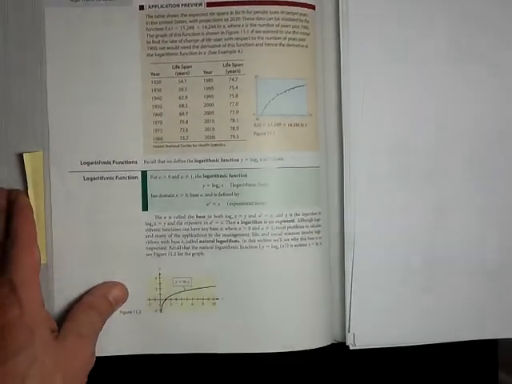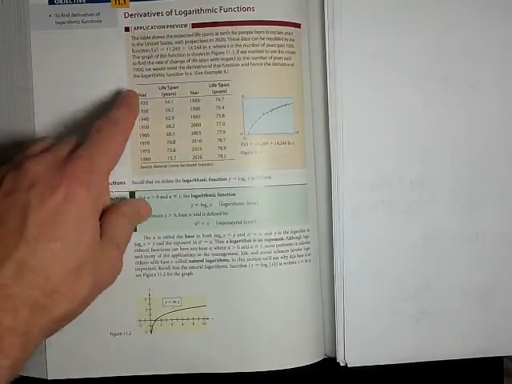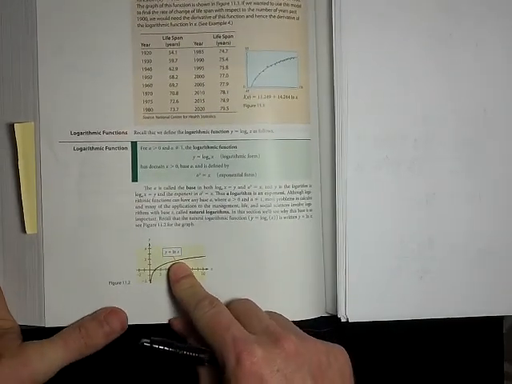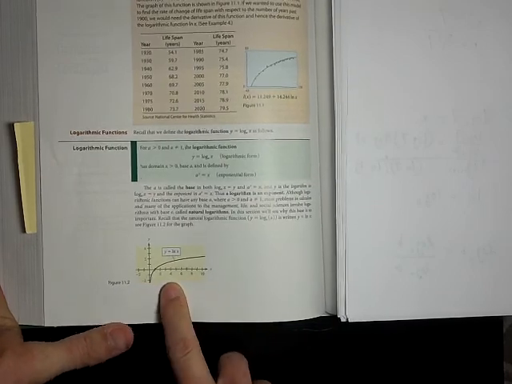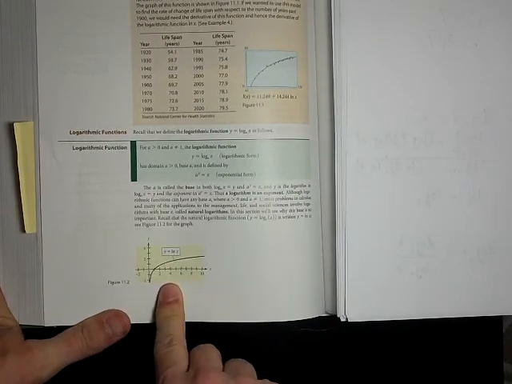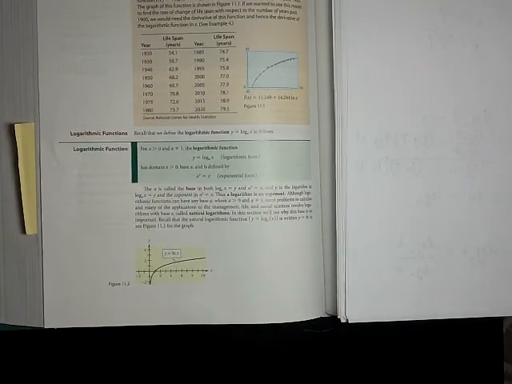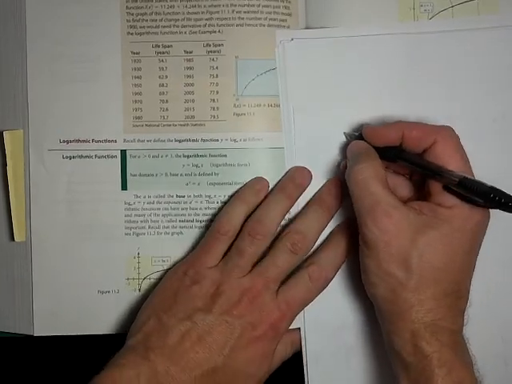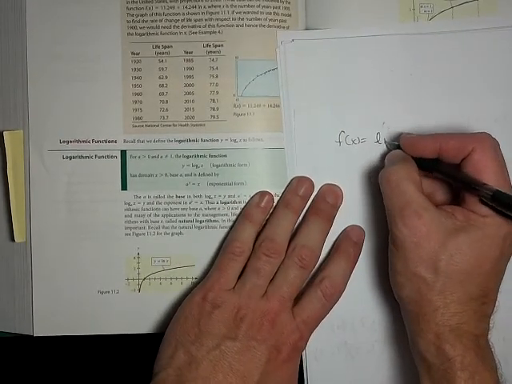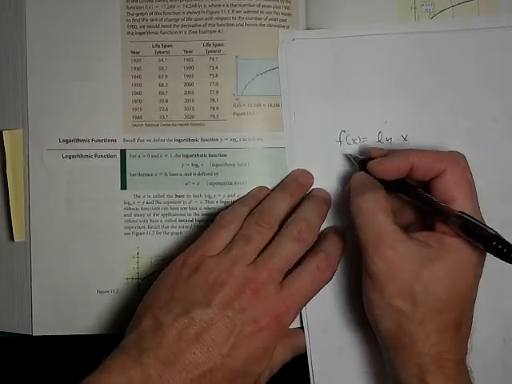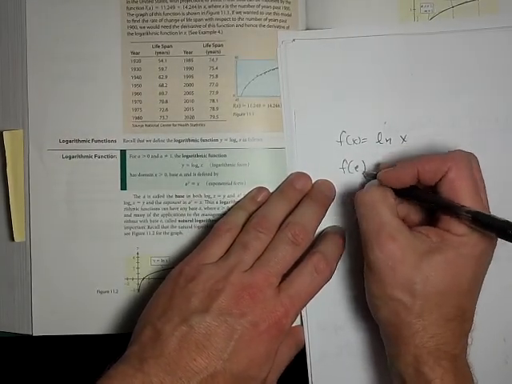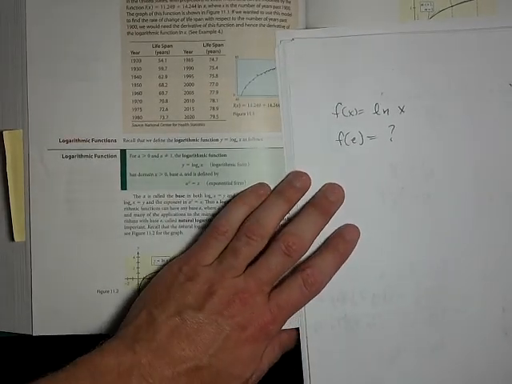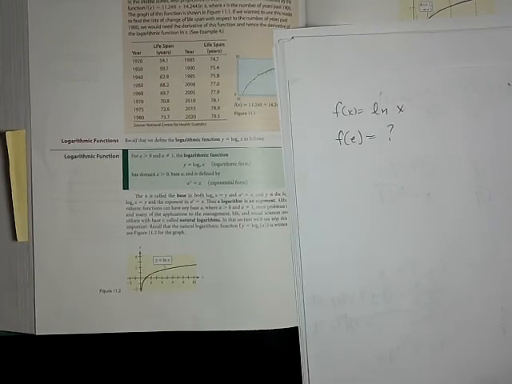So on page 11.1, here is what y equals natural log of x looks like. And if you have a graphing calculator, you can confirm that. This is what it looks like. So, for example, if the function f of x is equal to natural log of x, what is f of e? Remember, e is a number. It's 2.71 something. It's a number.